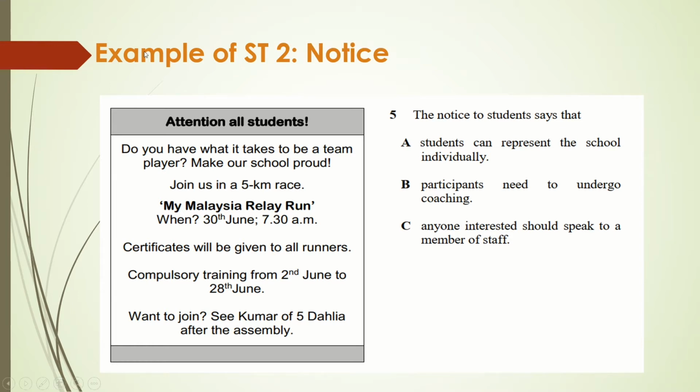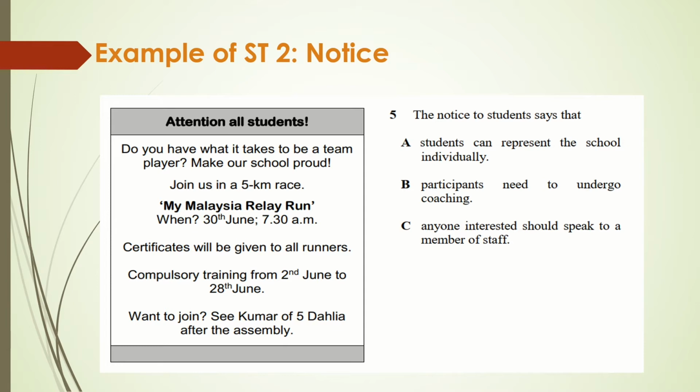Alright. Attention all students. Do you have what it takes to be a team player? Make our school proud. Join us in a 5 km race. Why My Malaysia Relay Run. When? 30th of June, 7:30 a.m. Certificates will be given to all runners. Compulsory training from 2nd June to 28th June. Want to join? C. Kumar of 5 Dahlia after the assembly.